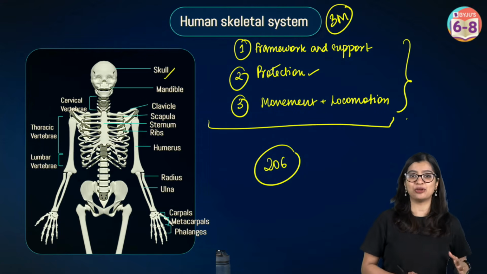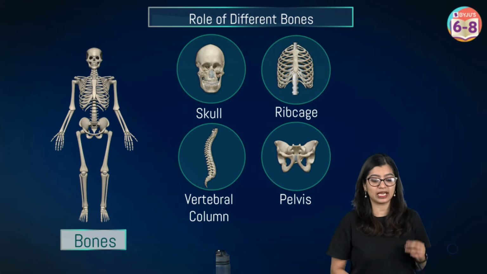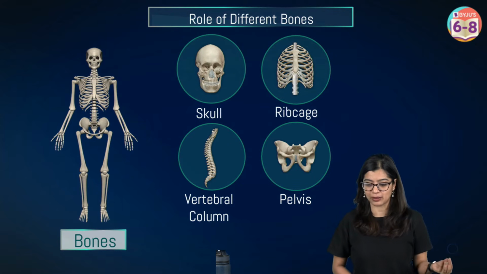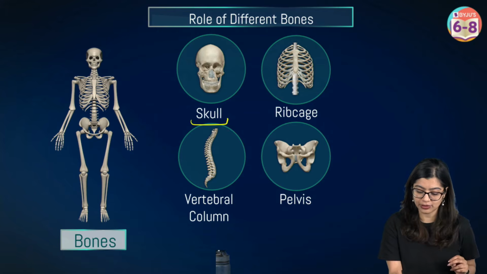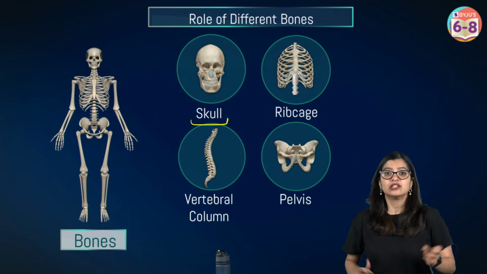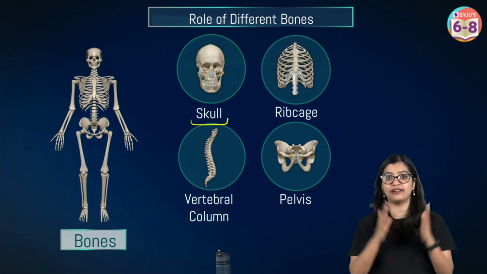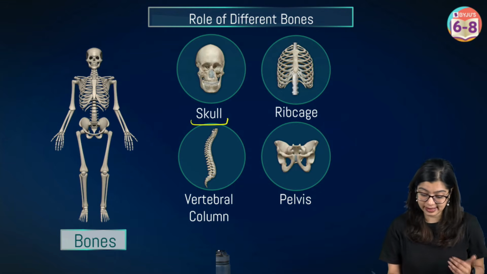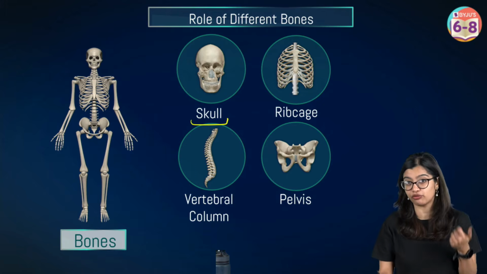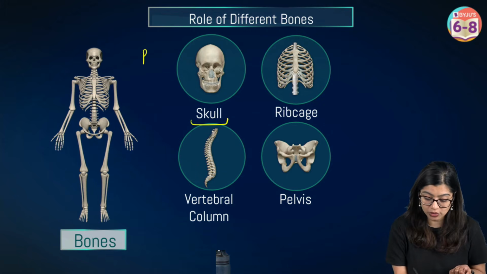But from an examination point of view, what are some of the important bones that we need to learn about? First and foremost, we need to learn about the skull. Right? So the skull, as you see, is the part of the skeletal system that makes up the head region. Yes. Now the skull is responsible for framing our face and is also responsible for protecting the brain. Yes.